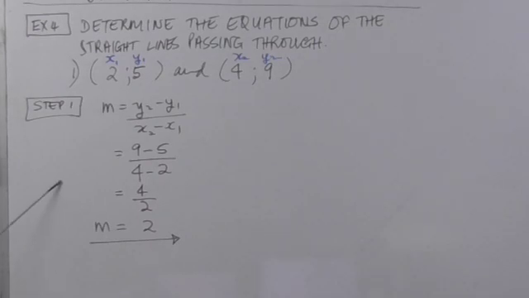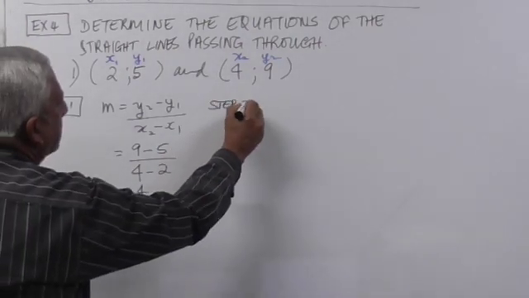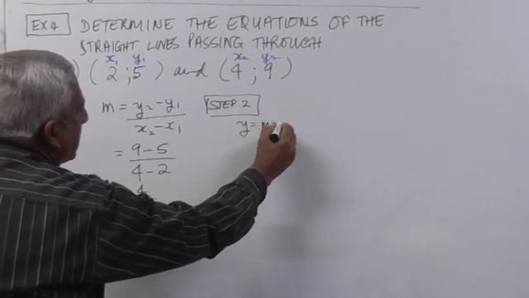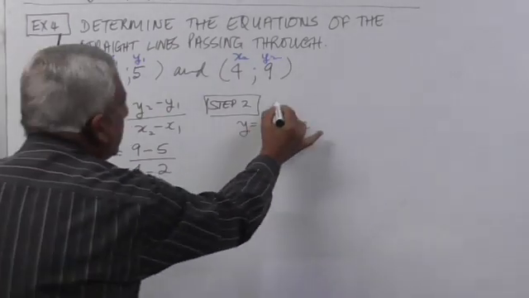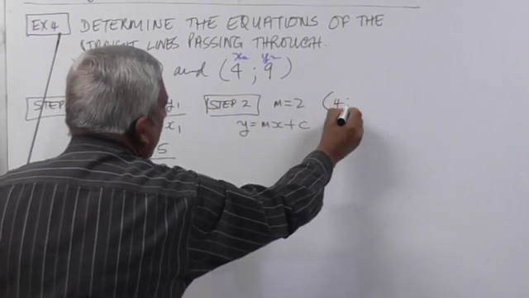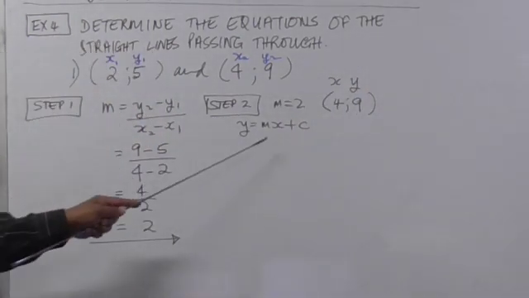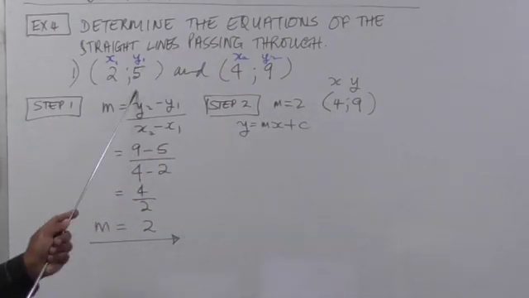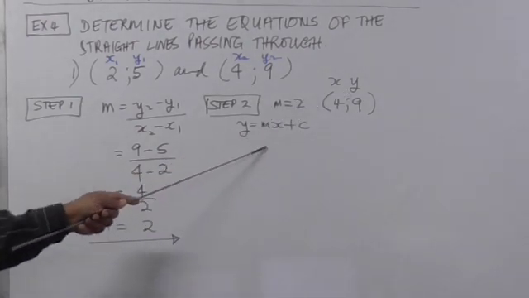Right, we did step 1. Now we're going to do step 2. In step 2, you take y is equal to mx plus c. You take your m. So m is 2. And you take one ordered pair. Suppose we took the ordered pair 4, 9. You make that x, you make that y. You take the gradient, you take any one ordered pair, it doesn't matter, you still get the same answer. Call that x, call that y, and substitute here now.